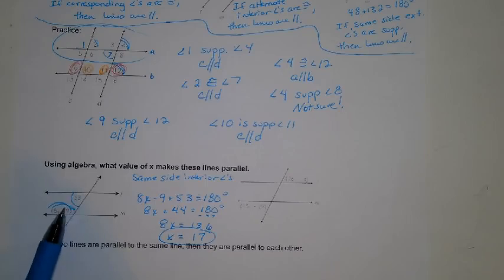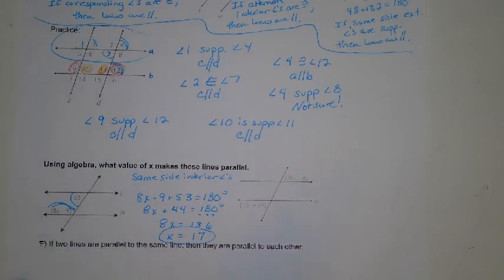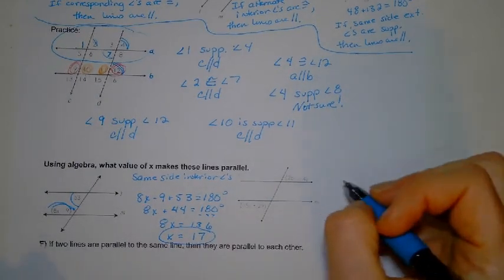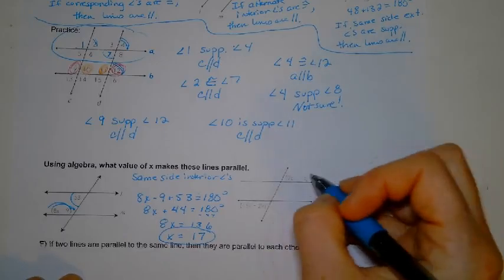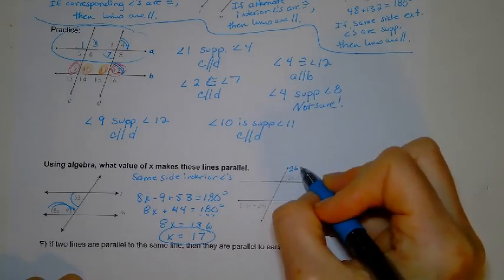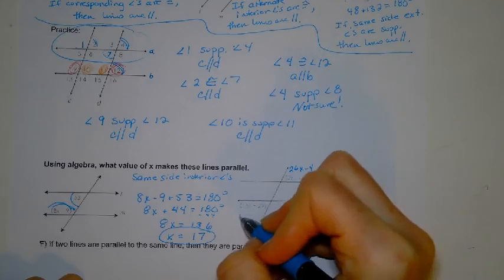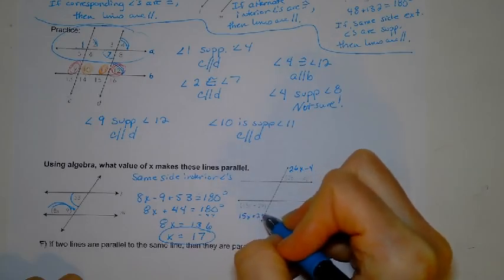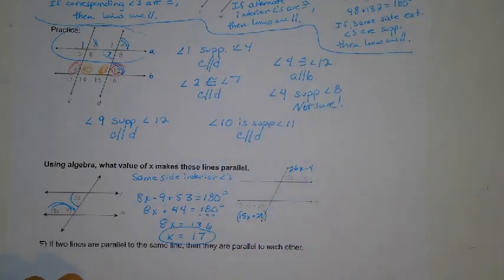Okay, pause it and write that down, rewind it, watch it again. Let's look at this one now. This is 26x minus 4, and this is 15x plus 29. Okay, so here, what value for x would make these lines parallel?